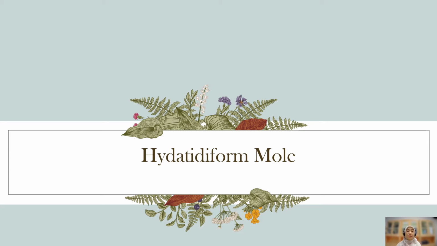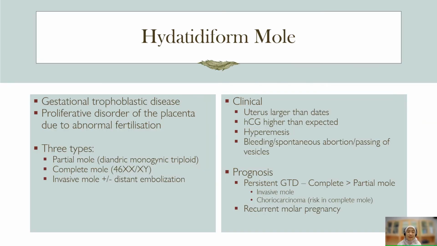Now we move to the second topic of our lab work, Hydatidiform mole. Hydatidiform mole is a gestational trophoblastic disease. It's caused by abnormal fertilization. There are three types of Hydatidiform mole: the partial mole, the complete mole, and invasive mole.